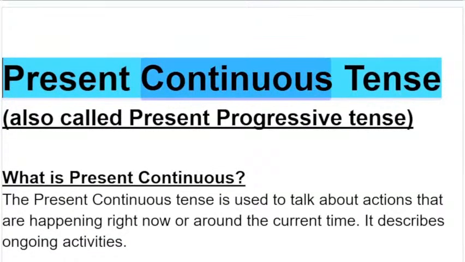Present continuous tense, also called present progressive tense. What is present continuous? The present continuous tense is used to talk about actions that are happening right now or around the current time. It describes ongoing activities.